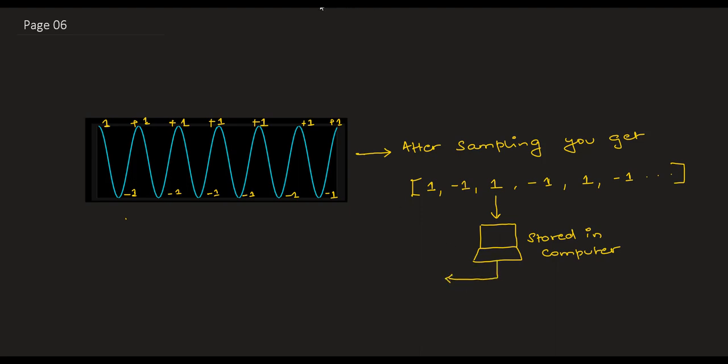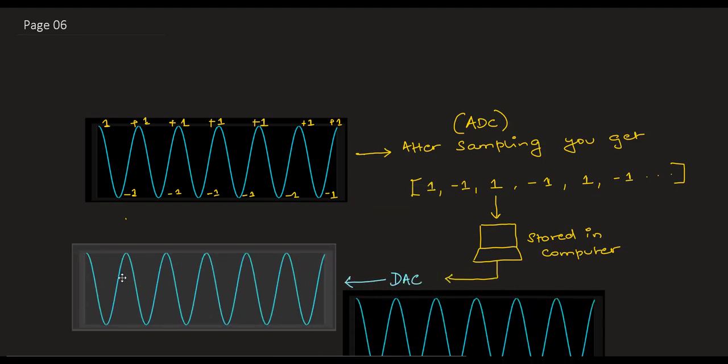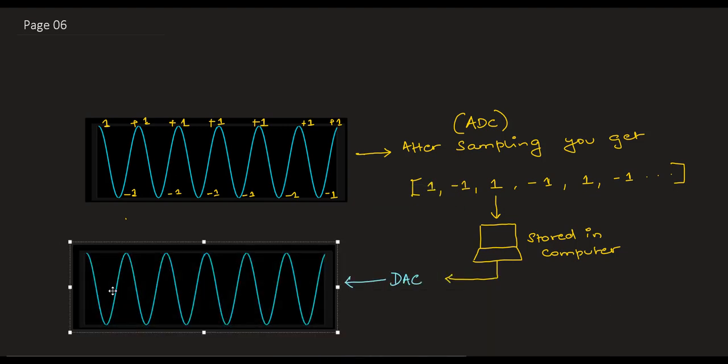It can be stored in the digital form. And now if I want to send it out of the computer, so I want to send it back, then what I do is, this has to be done by a DAC. So my DAC is joining these points. I will be joining the points, and then I will be getting the analog signal back.